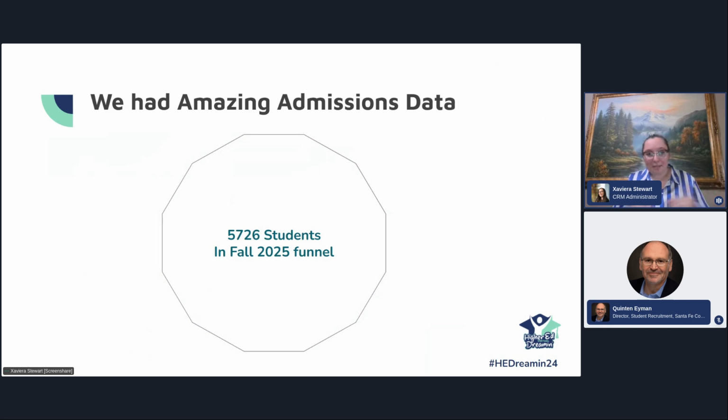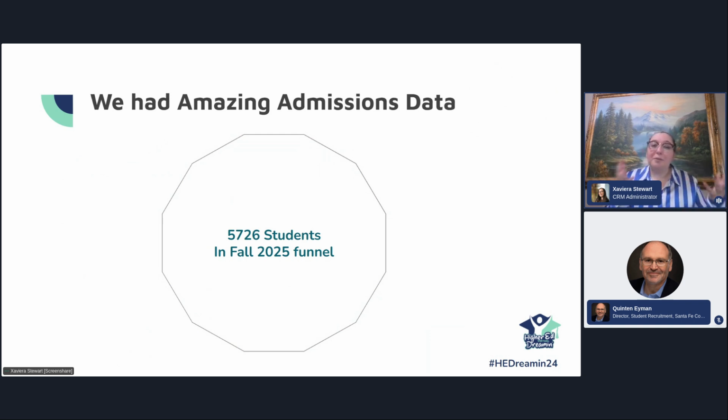We've got amazing admissions data. We currently have about 5,726 students in our fall 25 funnel for our traditional undergraduate program. Of course, we all know just because there's that many people in the funnel does not mean we're going to get that many students in the door when the semester starts. But the event that we just had was targeting specifically this fall 25 funnel. And so we had some really good data about all of that and that turnout, as well as the students currently in our funnel for those who did attend and those who didn't.